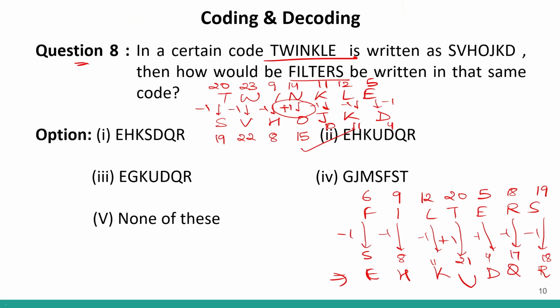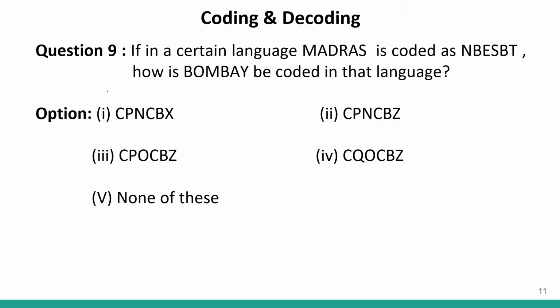Clear? Moving on to question number 9. Question number 9, certain code language. Madras is written like this. We have to find the code for Bombay. So for Madras, I'll write MADRAS. Correct? It is coded as NBESBT.